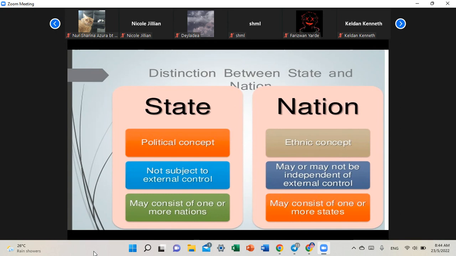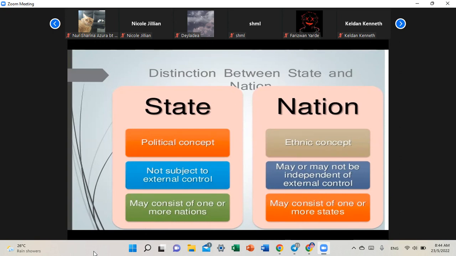Not subject to external control, in the sense that everyone already agreed, by mutual consensus, that states do exist. So in saying so, they agreed to mutual respect in terms of the right to administer. When I say right to administer, it means independent administration, which does not involve interference from other foreign elements. Full right to administer your own territory, and it may consist of one or more nations.